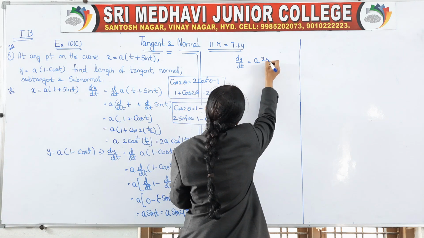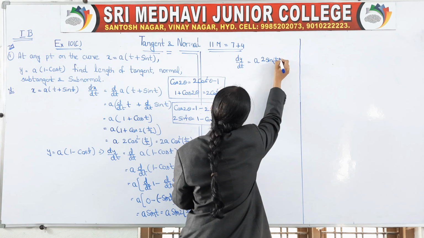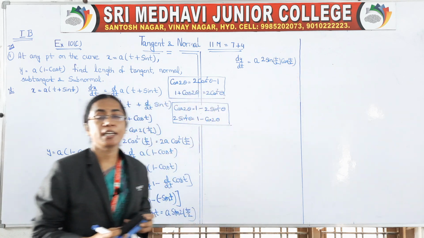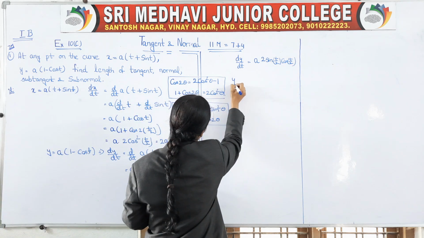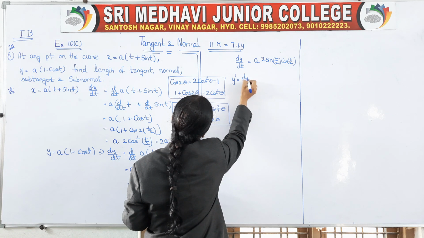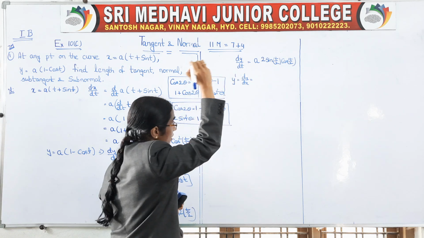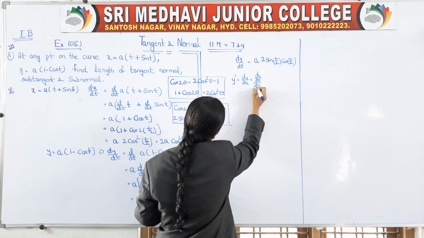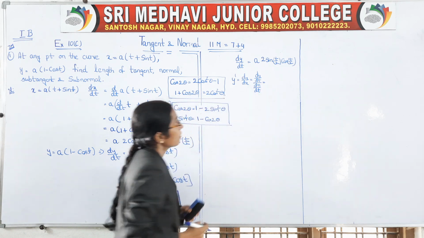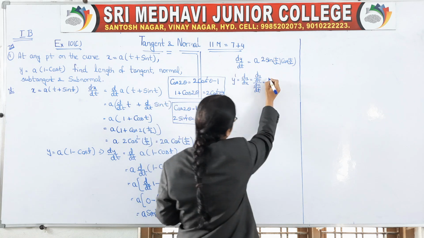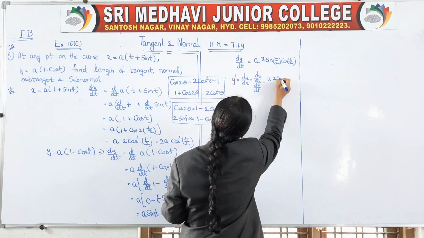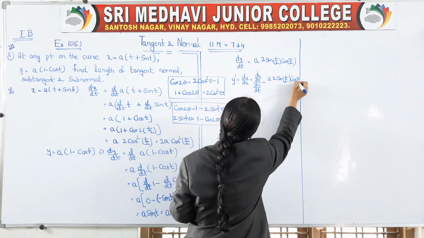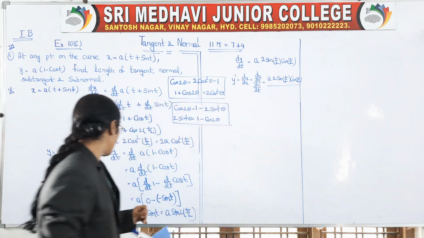So it is 2 sin(t/2) cos(t/2). Now you find out your y dash. What is your y dash? y dash is equal to dy/dx. What is our dy/dx? We can take this as (dy/dt)/(dx/dt). So dy/dt, how can we take? It is a into 2 sin(t/2) cos(t/2), divided by dx/dt.